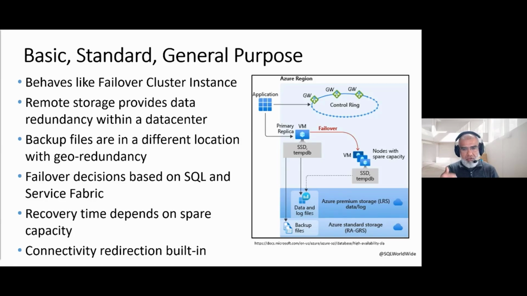So if your primary, where you are connected right now, fails over, based on the capacity, you automatically get moved to a different compute node. But as you can see from here, your data and log file only has one copy, which is also locally redundant. So these data and logs have to be detached from the current one and reattached. So it's pretty much a failover cluster instance. And because of this detach and attach, it takes a little bit more time compared to your Premium and Business Critical.